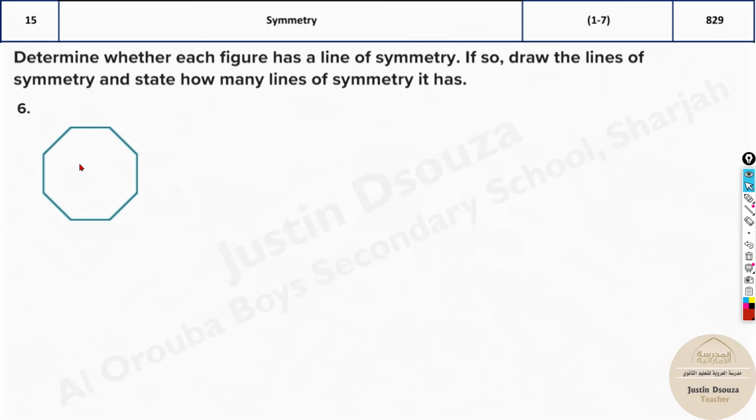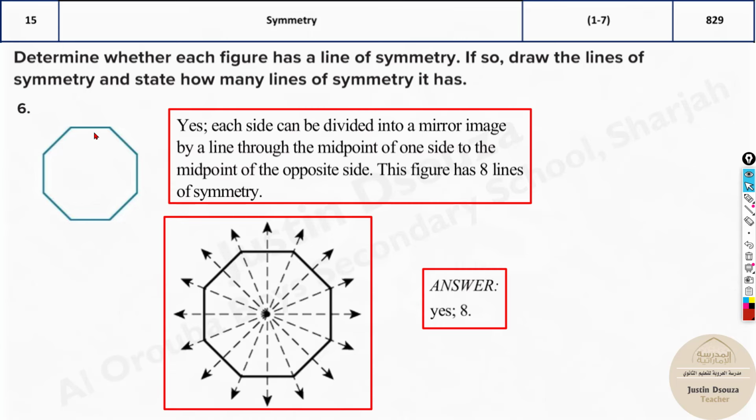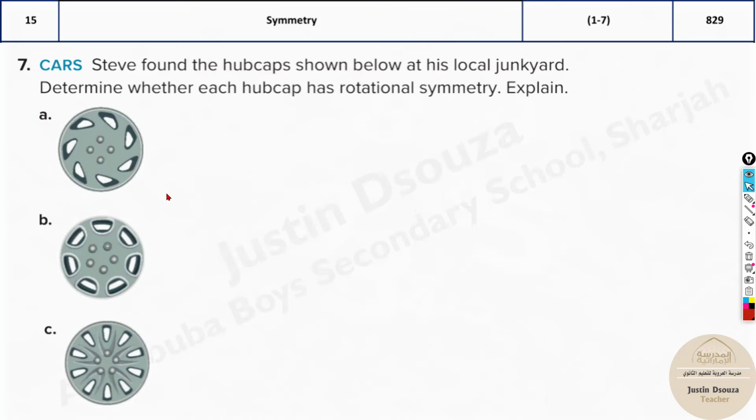Now what about this? Absolutely. Again, depending on the vertices, how many sides are there? 1, 2, 3, 4, 5, 6, 7, 8. 8 vertices. Yeah. And what about these?